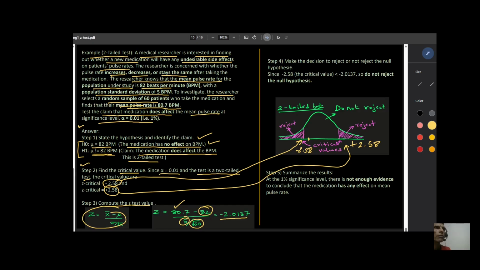Now we make the decision. Step 4, make the decision to reject or not reject the null hypothesis. Here, the critical value minus 2.58 is smaller than minus 2.0137, so do not reject the null hypothesis. This value falls in the do not reject region. Now you summarize your result: at the 1% significance level, there is not enough evidence to conclude that the medication has any effect on mean pulse rate.